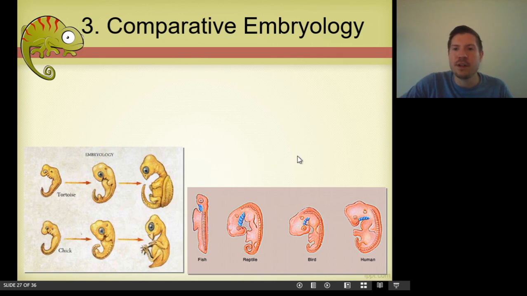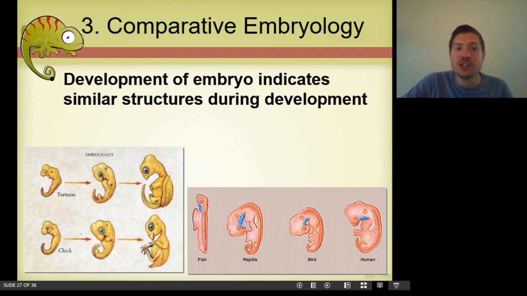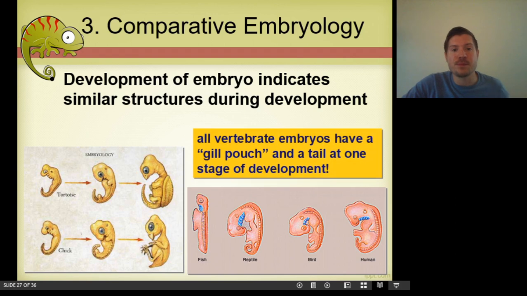All right, so comparative anatomy. Comparative embryology. We just did anatomy. Embryology is how young organisms develop, and it can show us these similar structures during development. So, for example, here we've got a fish, reptile, bird, and human embryo, and this blue structure we have highlighted, this is what's called a gill pouch, and in fish it becomes the gills.